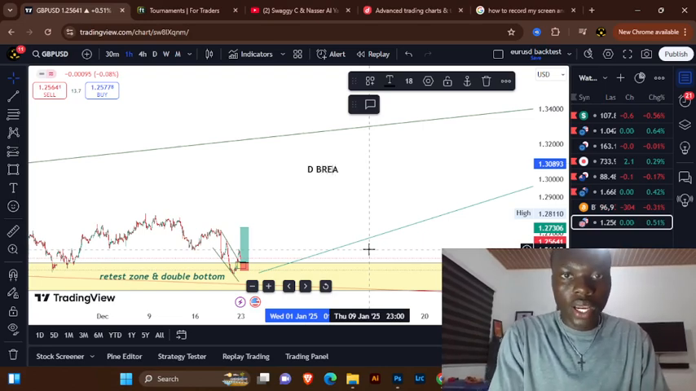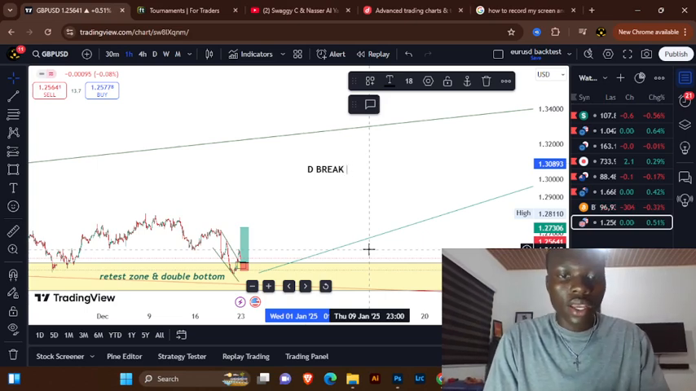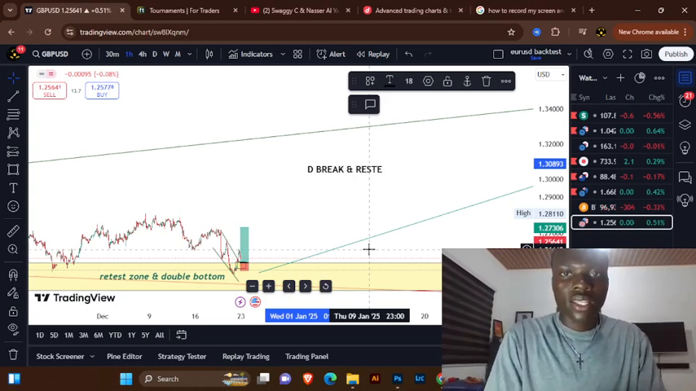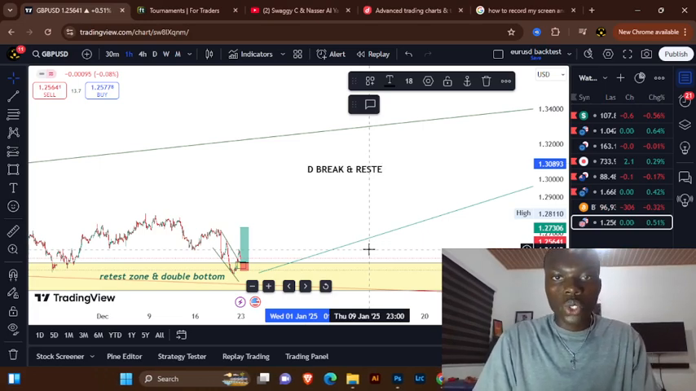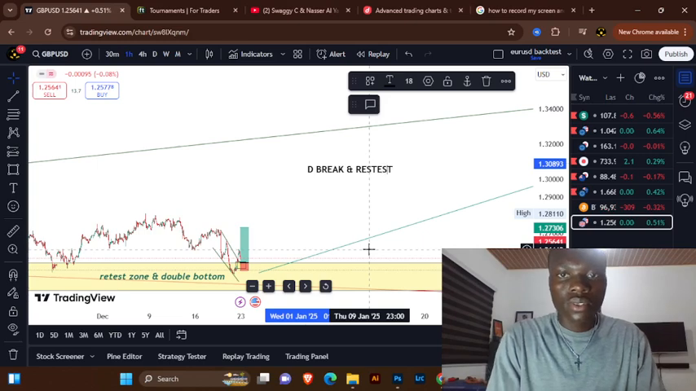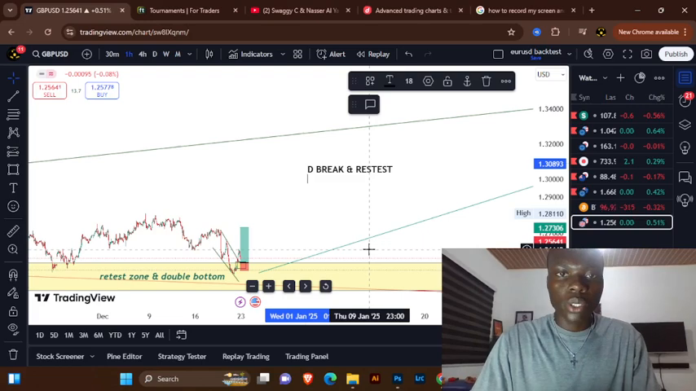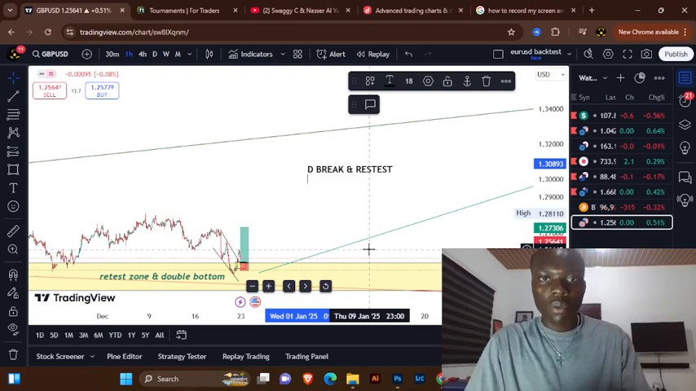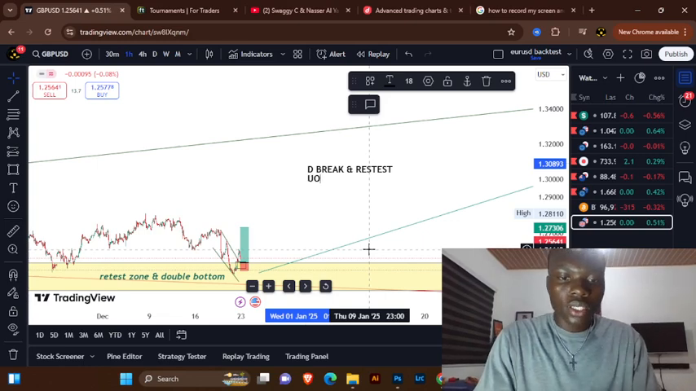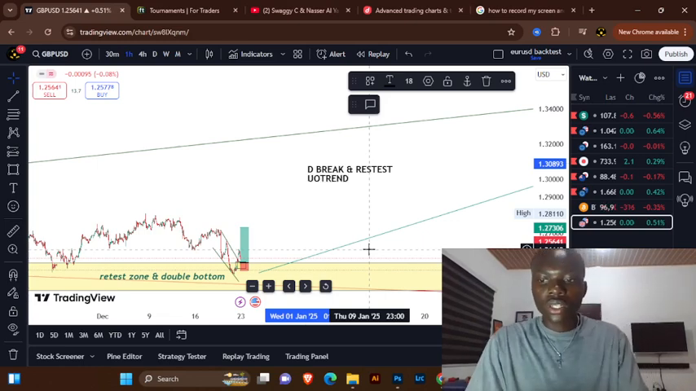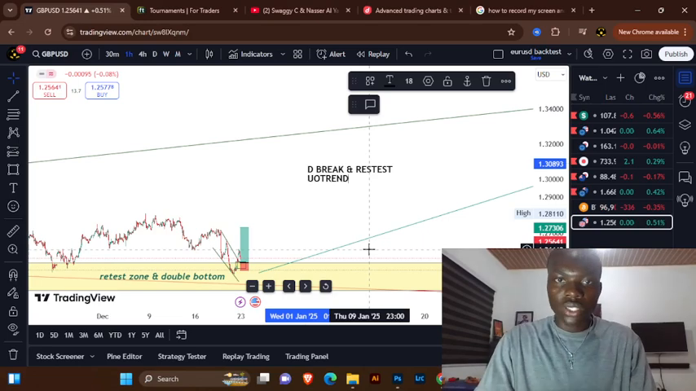We saw a break and retest on the daily. That's the first confirmation. The second confirmation is uptrend. That's our trend, the trend in the market of GBP. Uptrend.